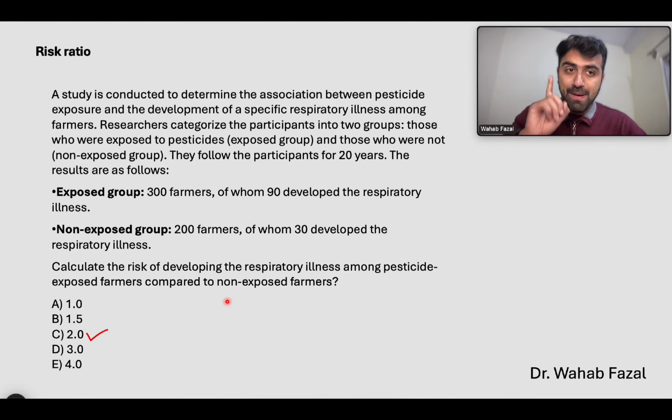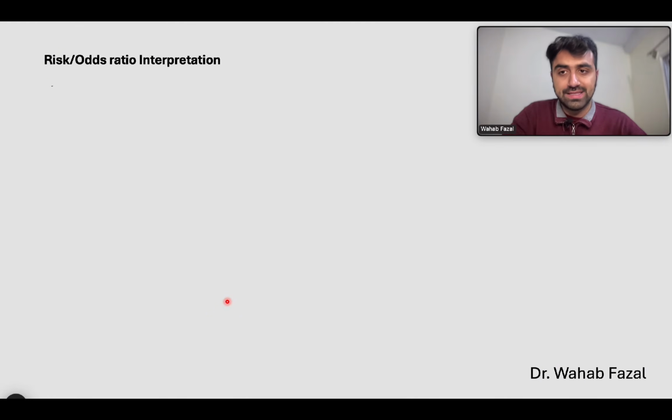And I want you to remember these two formulas, A over A plus B and C over C plus D. This is very important because what we're going to talk about in the future is going to relate to this. Then, risk and odds ratio interpretation. How do you interpret the values of these?